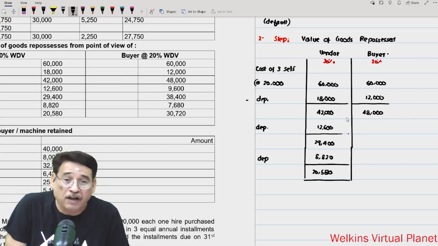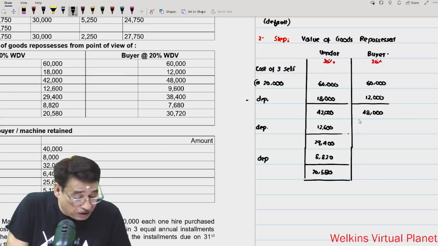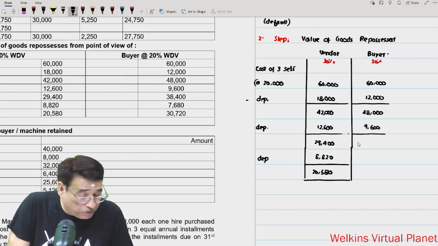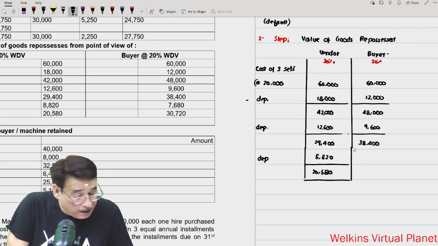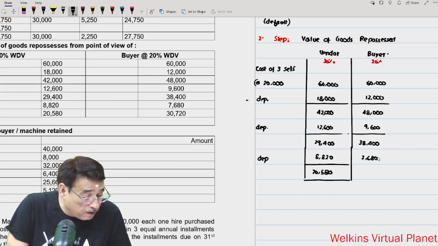Now in the second year, again, we will charge the depreciation. In the second year, depreciation at 20% is 9,600. If I subtract this, I will get 38,400. Again, I will apply 20%, which is 7,680.